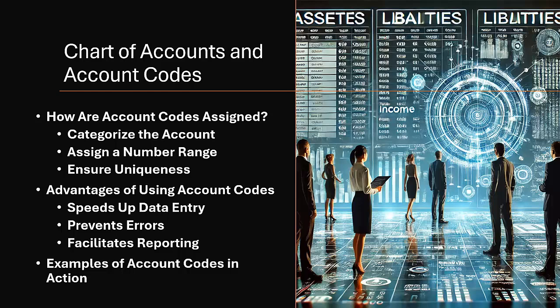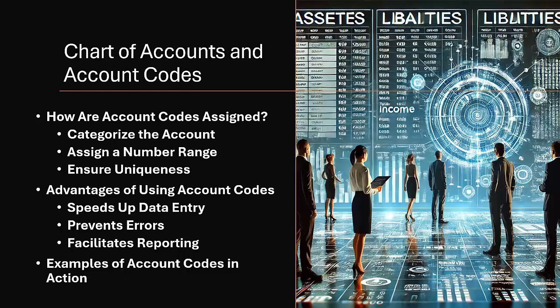Why use account codes? 1. Speeds up data entry. Instead of typing rent expense each time, you just type 5010. 2. Prevents mistakes. Each account has its own unique code, so there's less chance of putting a transaction in the wrong place. 3. Makes reporting easier. When accounts are organized by codes, it's simple to group similar transactions for reports. For example, all income accounts, 4,000 to 4,999, can be grouped together in one report.